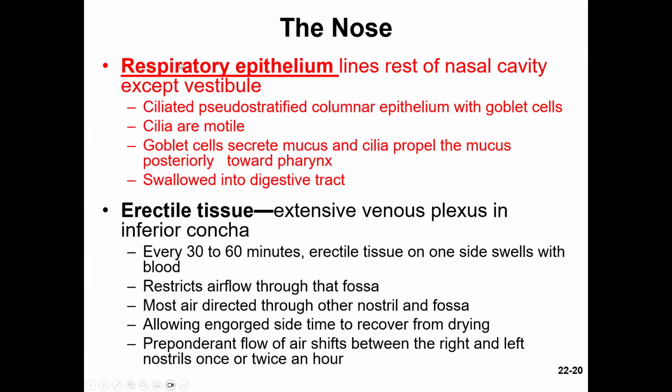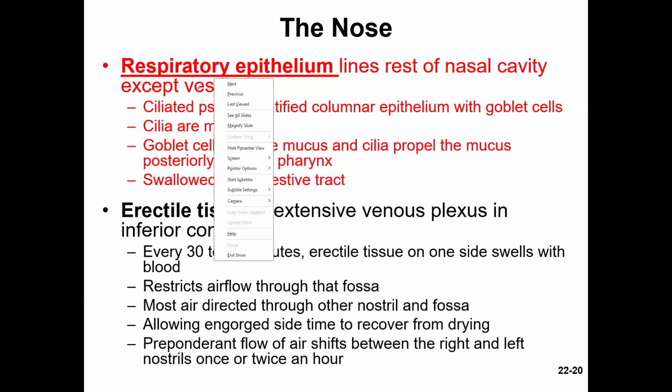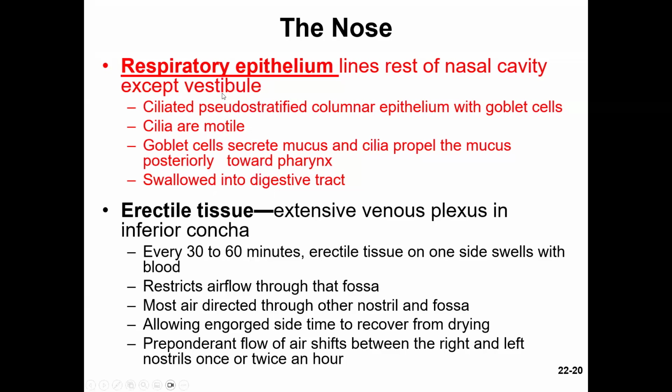Posterior part has what we call respiratory epithelium. I highlighted and underlined this. Might be on a test, all right? So this respiratory epithelium lines the rest of the nasal cavity except for the opening. That opening is called the vestibule, and it has stratified squamous cells. The rest of the nose has this respiratory epithelium.